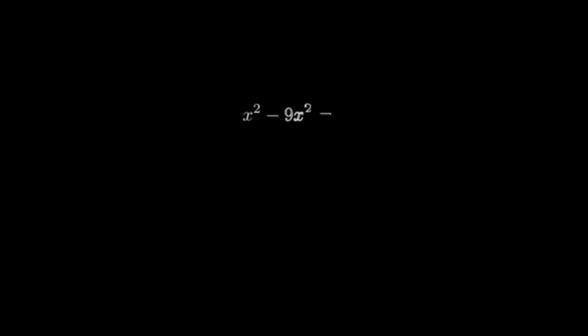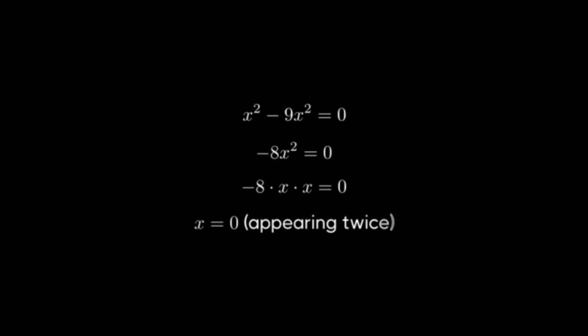Let's re-examine our original equation and think about it in terms of its factored form. First, we combine like terms. Both terms involve x squared, so we get negative 8x squared equals 0. We can rewrite this as negative 8 multiplied by x times x equals 0. This exposes the structure of our equation more clearly, showing that x appears as a factor twice. When we solve for x, we get 0 as our answer. But notice that in our factored form, x appears twice. This means that x equals 0 is a solution with multiplicity 2, or what we call a double root.